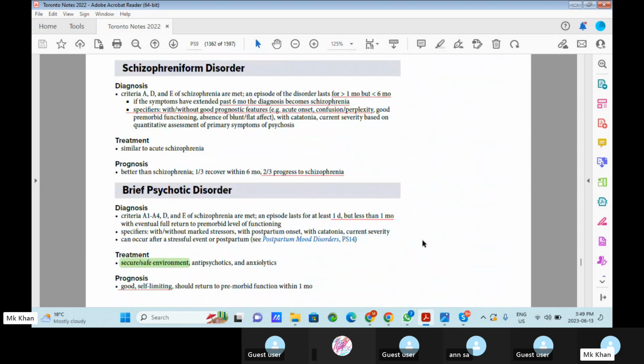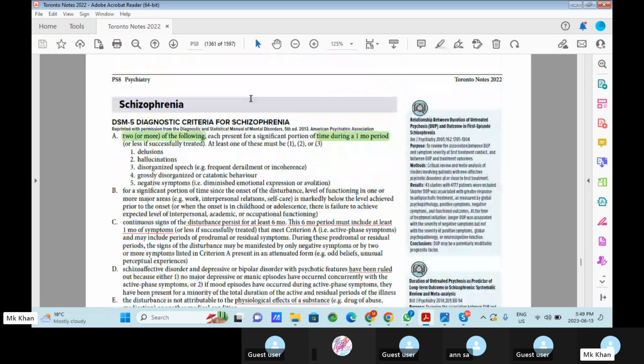So the next one, schizophreniform, as we have already seen, is basically more than 1 month, but less than 6 months. So that is the main difference between schizophrenia and schizophreniform. And then criteria A, D, and E of schizophrenia are met. So what were the criteria A, D, and E?